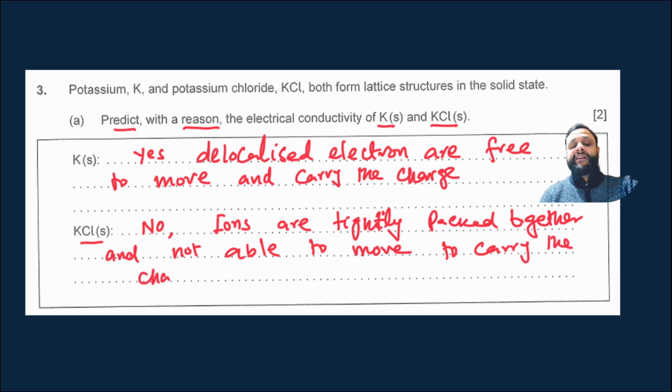So the key thing here is you must write down yes or no, and then for the metals it is the delocalized electrons that carry the charge, and for solid ionic compounds it is the ions. So the ions are tightly packed together in solid potassium chloride, hence they are unable to move to carry the charge around. So electrical conductivity for KCl solid will be no.